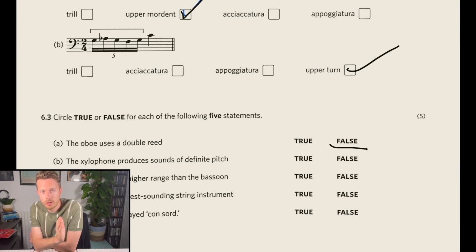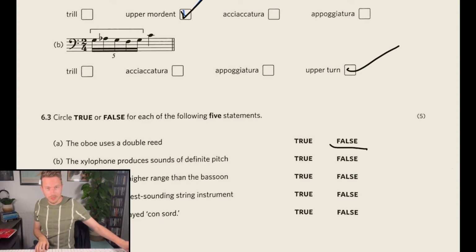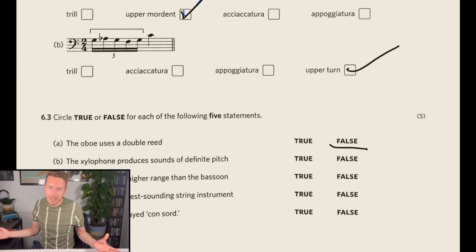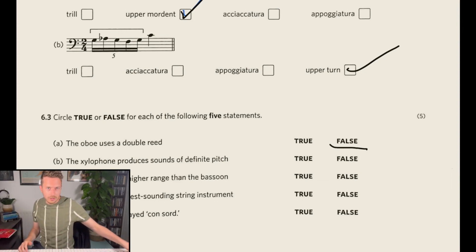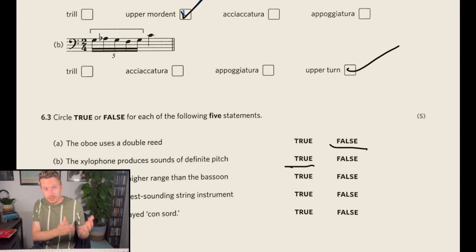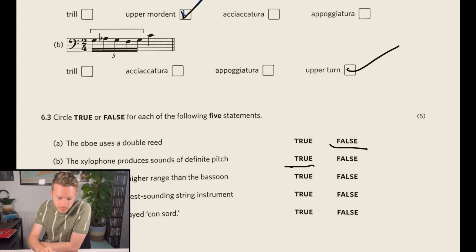The xylophone produces sounds of definite pitch. So percussion instruments are grouped into definite, which means it can make a note of definite pitch, and indefinite, it's just a bang or a crash or a loud sound. So some examples of definite are xylophone, which means this is true, glockenspiel, marimba. Indefinite, you'd have a snare drum, a cymbal, or something along those lines.